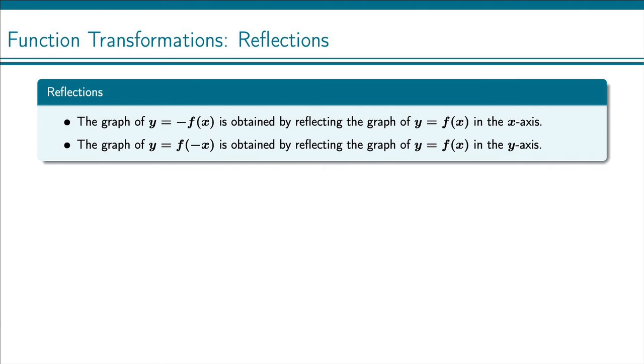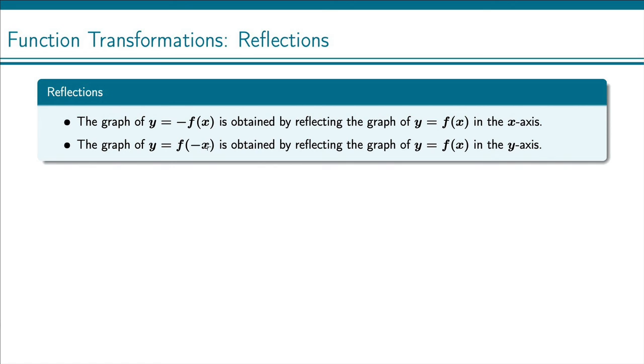One transformation that we can do to functions are reflections. And reflections are obtained by negatives in the function. So if you have a function f of x and you place a negative in front of it, then the way that we get that graph is we take the graph of f of x and we reflect it in the x-axis. Okay, that means that the x-axis acts as sort of a mirror between these two functions, f of x and negative f of x.